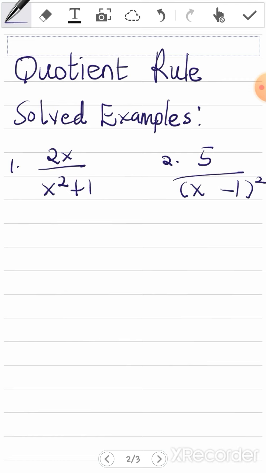We have 2x over x squared plus 1. Then question 2, which is 5 over x minus 1 all squared. So this is how we're going to solve it.